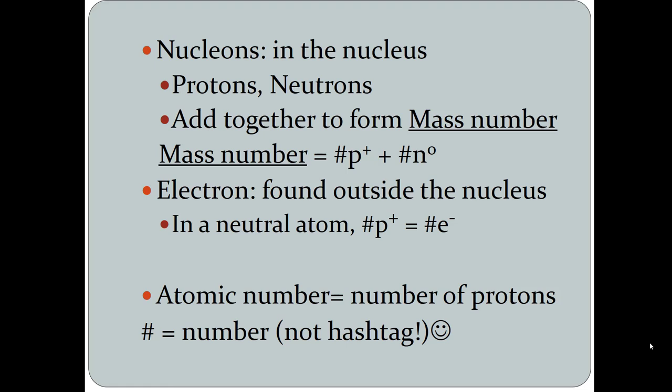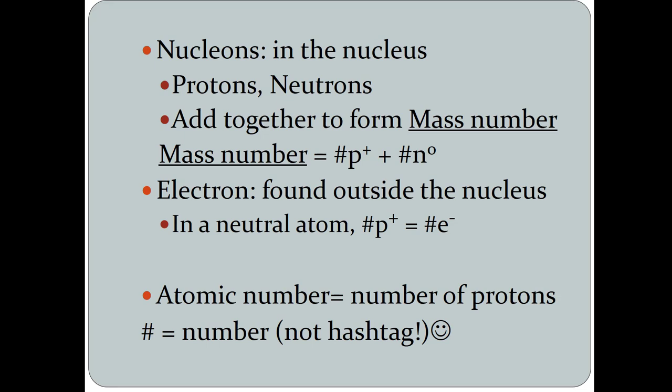So inside the nucleus, we have what are called nucleons, and these are protons and neutrons. And when we add up how many we have of each of those, we find something called the mass number. And this is the mass number of just an individual atom. The electrons are found outside the nucleus, and in a neutral atom, the number of protons will equal the number of electrons. Now I'm using those hashtags as the stand-in for the word number. Okay, so it's not hashtag, it's just number.